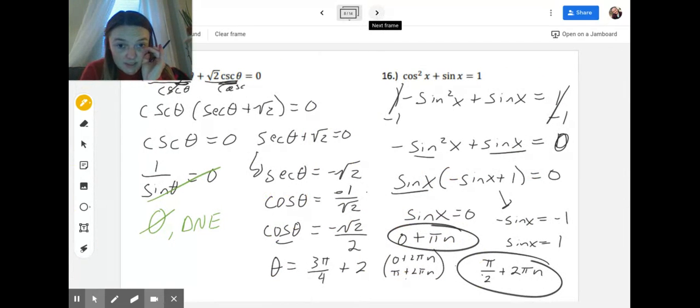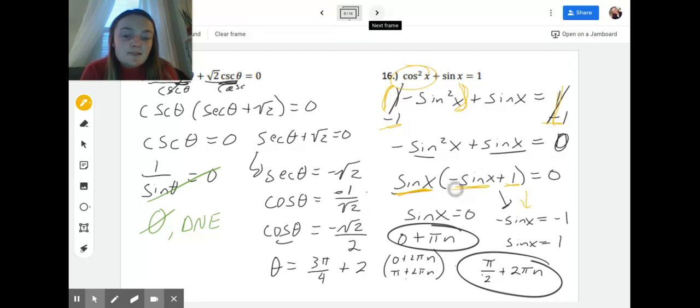Next one, number 16. First thing that I did is I replaced cosine squared x with 1 minus sine squared x. That's a Pythagorean identity. The reason that I did that is I want everything to be in terms of one trig function. Otherwise, it's going to be very difficult to solve. After that, I subtracted 1 on both sides, which cancels out that 1 on the other side. And then I saw there was a sine in common on both sides, so I factored out a sine x, leaving me with negative sine x plus 1.